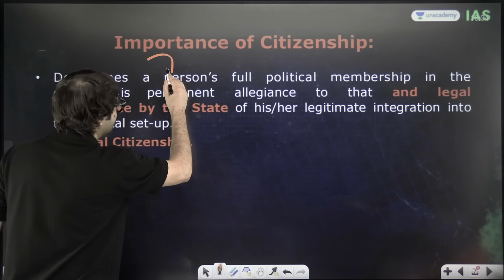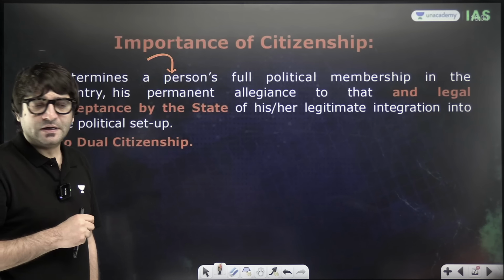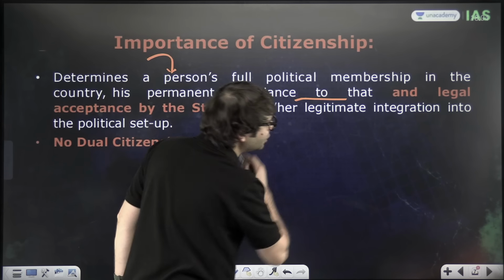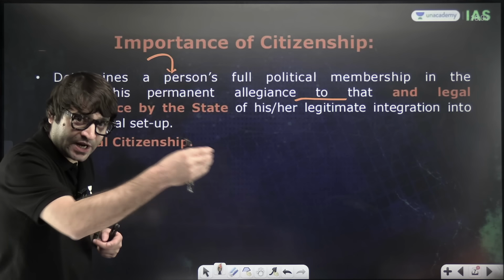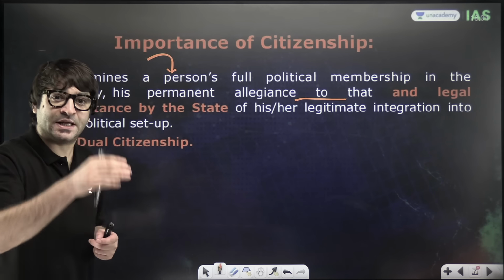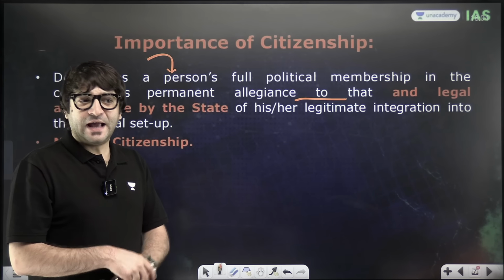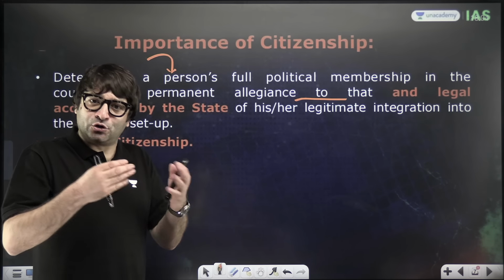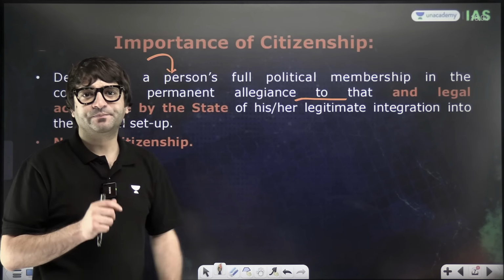Citizenship determines a person's full political membership in a country, his permanent allegiance to that nation. But at the same time, when you claim it, the state also has to legally accept that yes, you are the citizen by seeking documents from you. And once the state also accepts that you are my citizen, your political membership is complete. That's citizenship.